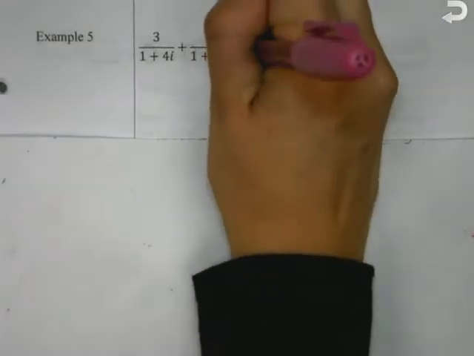For addition, I have to have what? Common denominators. Do I have a common denominator? Yeah. So we can just add the numerators. So this is the same as 7 over 1 plus 4i.